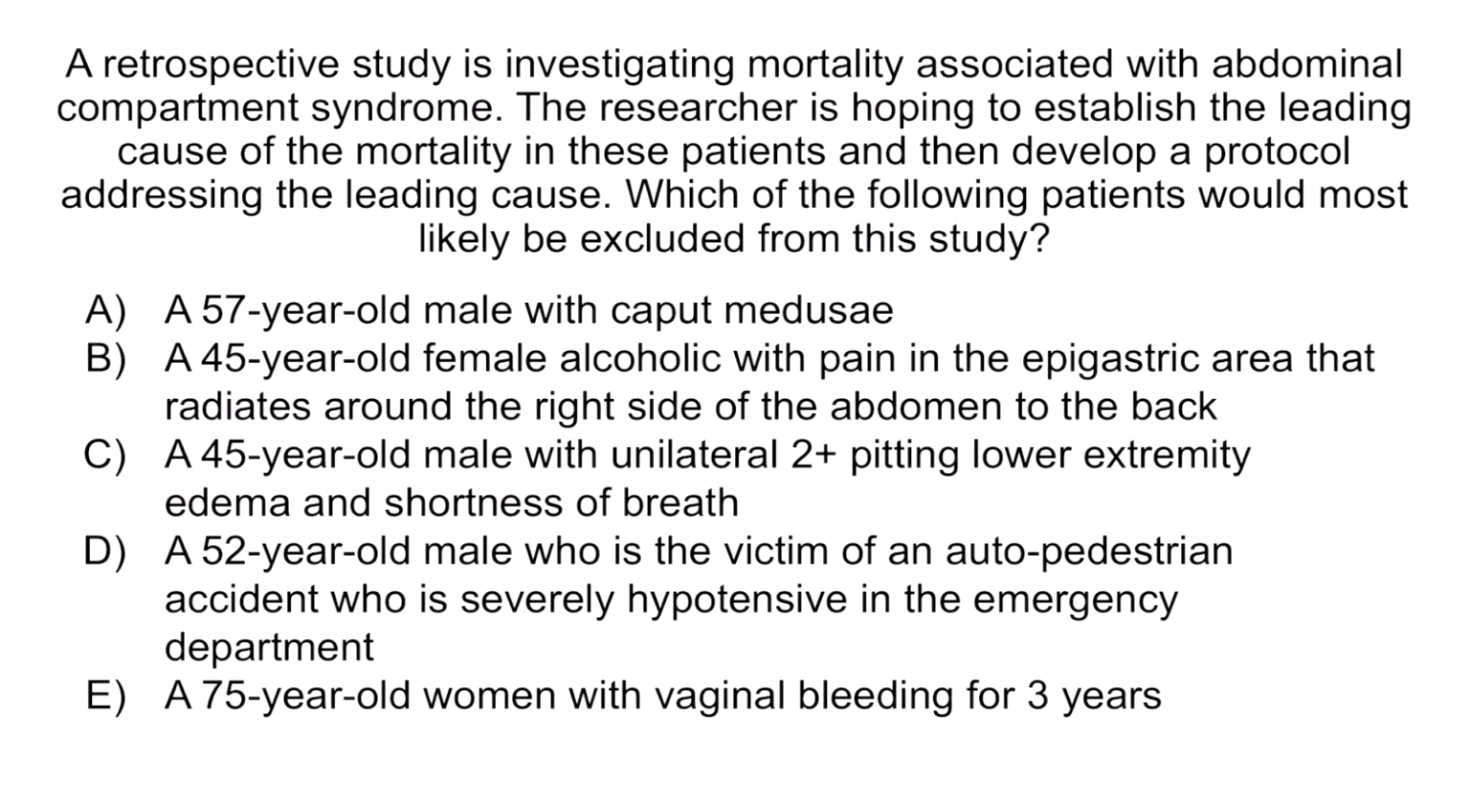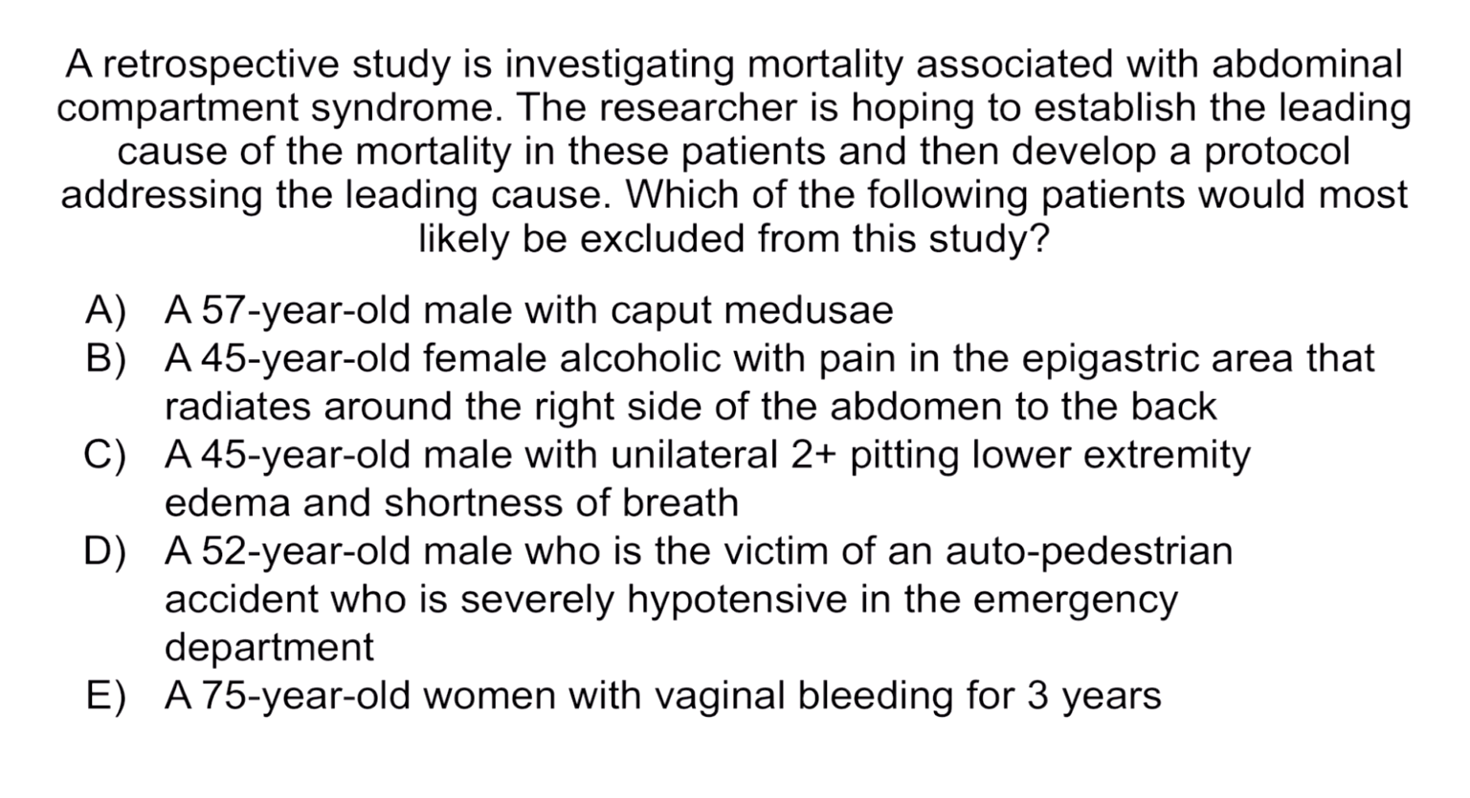All right, let's try another question. A retrospective study is investigating mortality associated with abdominal compartment syndrome. The researcher is hoping to establish the leading cause of the mortality in these patients and then develop a protocol addressing the leading cause. Which of the following patients would most likely be excluded from this study? A, a 57-year-old male with caput medusae. B, a 45-year-old female alcoholic with pain in the epigastric area that radiates around the right side of the abdomen to the back. C, a 45-year-old male with unilateral 2+ pitting lower extremity edema and shortness of breath. D, a 52-year-old male who is the victim of an auto pedestrian accident who is severely hypotensive in the emergency department. Or E, a 75-year-old woman with vaginal bleeding for 3 years.